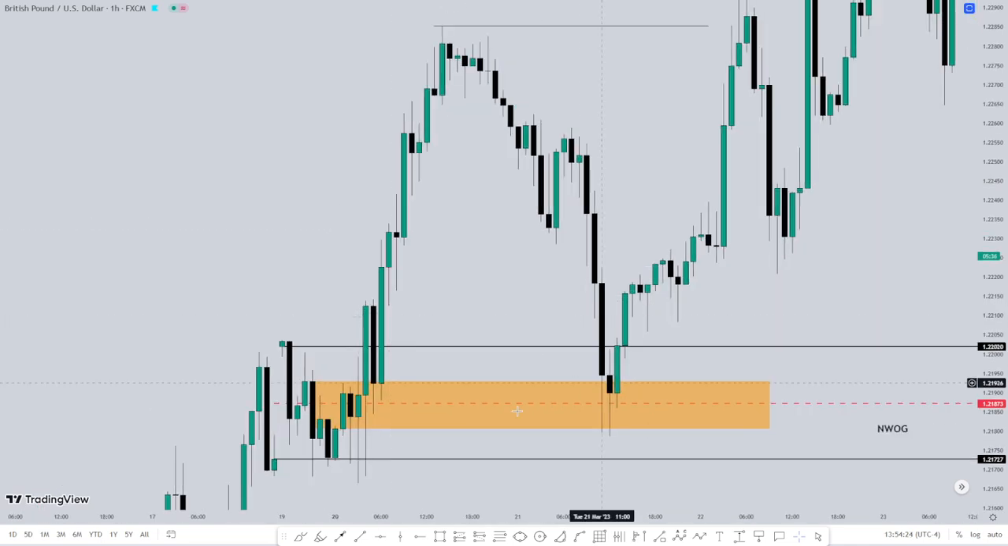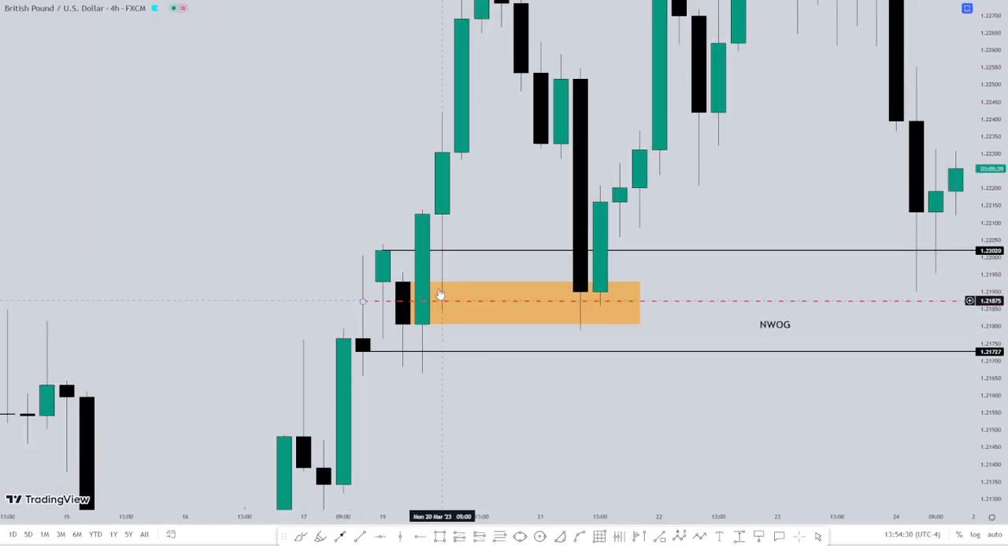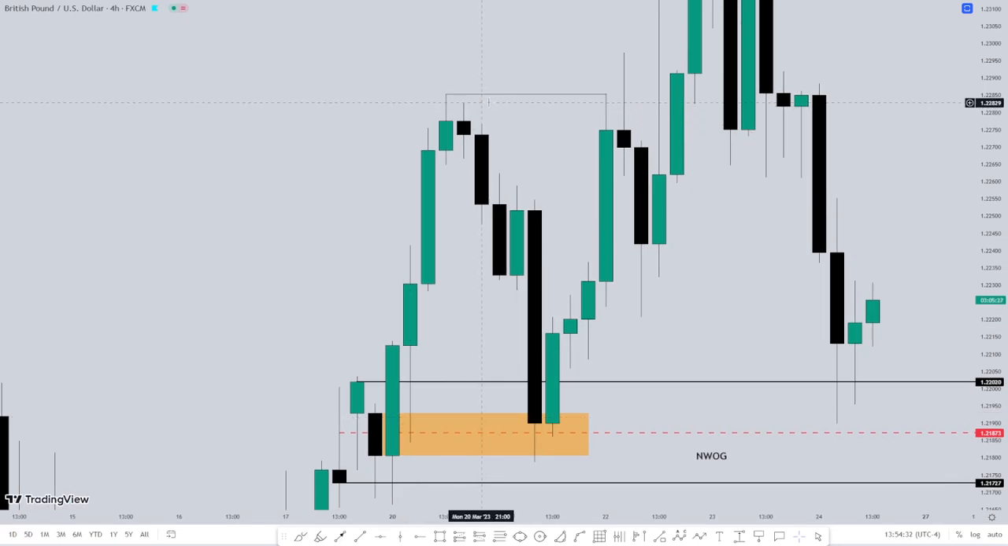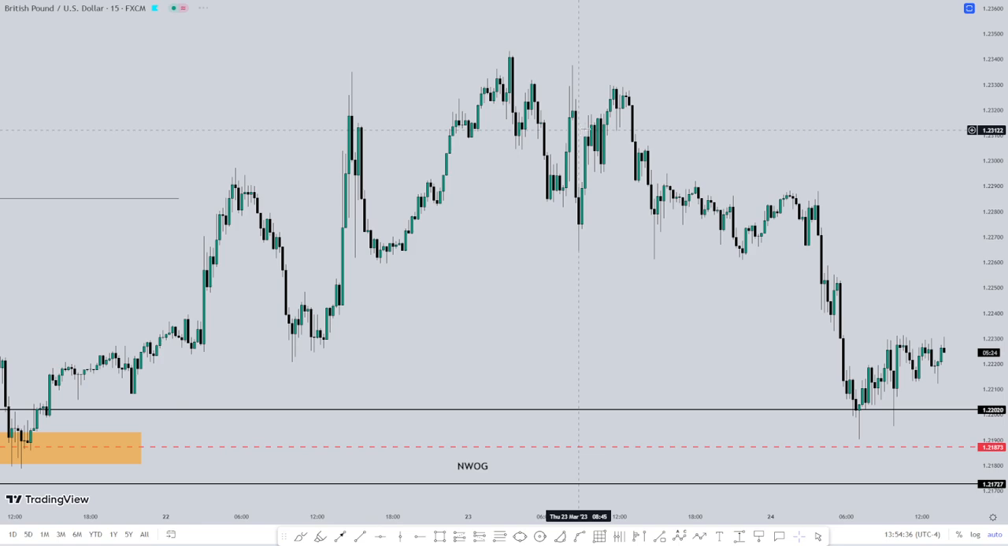So we had this 4-hour order block right here. I'll give you the proof that it's the 4-hour order block, as you can see, and this is showing the liquidity. It's the 15-minute chart right now.